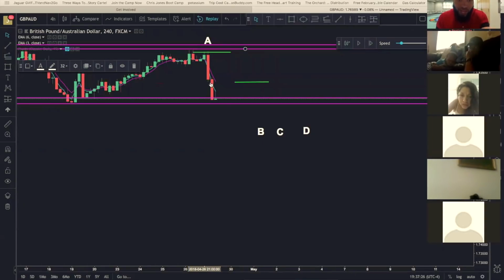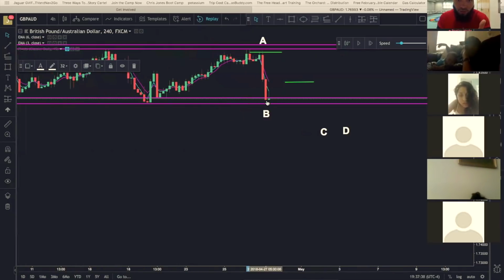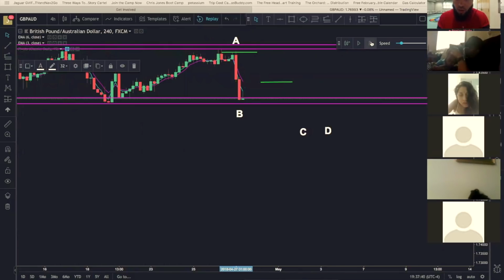We're trying to find B. This is not a trade yet. We're trying to find B. Maybe B is going to be here. We're already thinking, hey, this might be B because it stopped at our support zone. It looked like it's turning around. We're not sure yet.